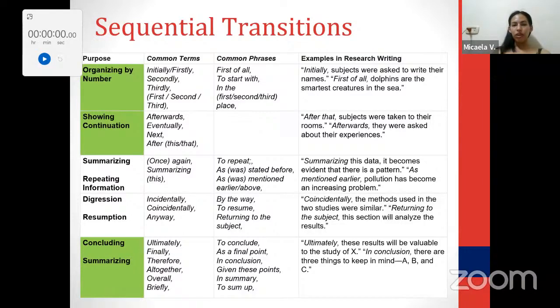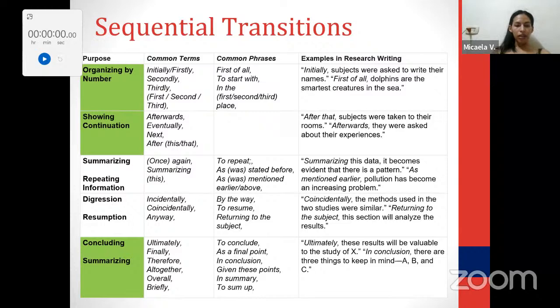First of all, to start with, in the first, second, third place, samples, initially, subjects were asked to write their names. First of all, dolphins are the smartest creatures in the sea. Showing continuation: afterwards, eventually, next, after, this, that. Examples: after that, subjects were taken to their rooms.